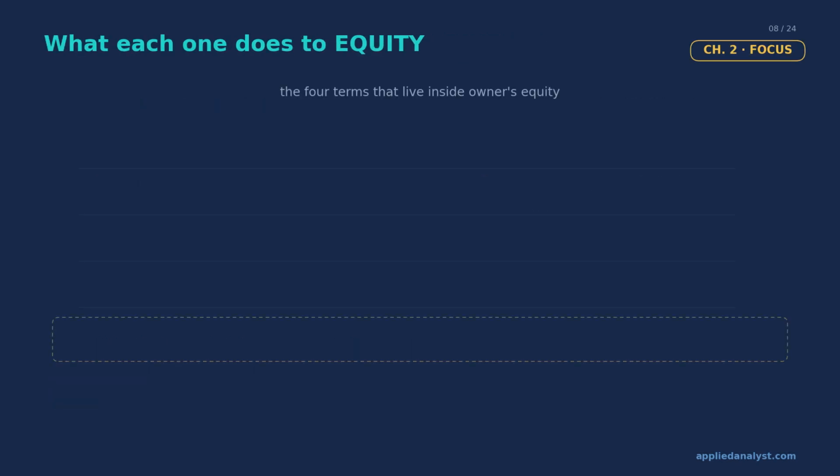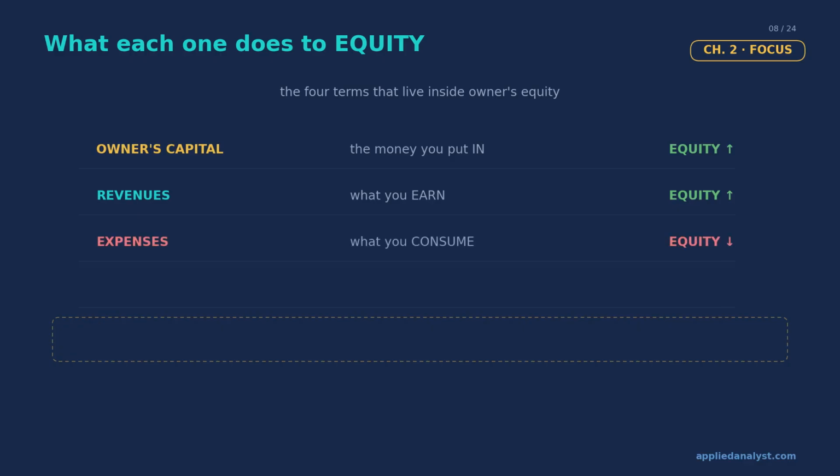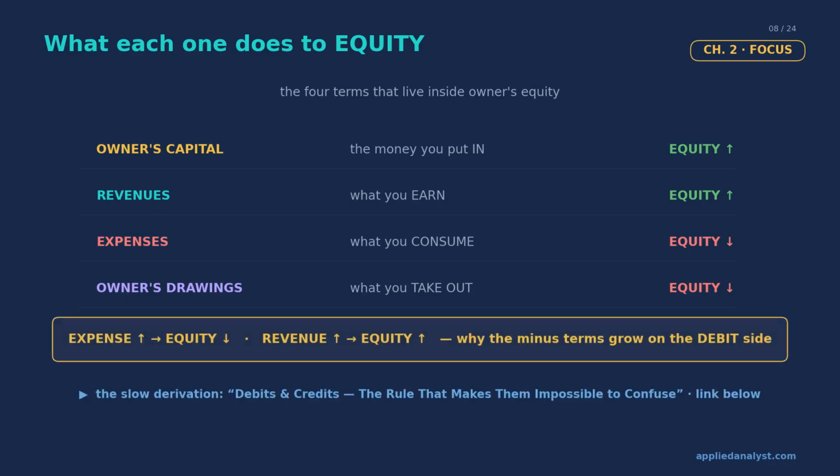And here's the part exams love, what each of those does to equity. Owner's capital, the money you put in, pushes equity up. Revenue, what you earn, pushes equity up. Expenses, what you consume, pull equity down. Drawings, what you take out, pull equity down. That's my favorite tip in accounting, and it's why the minus terms grow on the debit side. They are the equity shrinkers. Expense up, equity down. Revenue up, equity up. For these 6 derived slowly, we made a whole separate video, linked below.